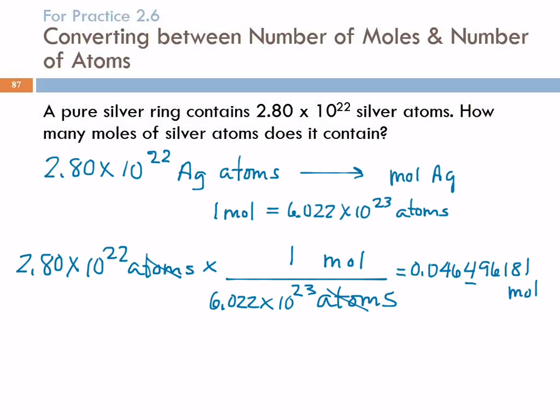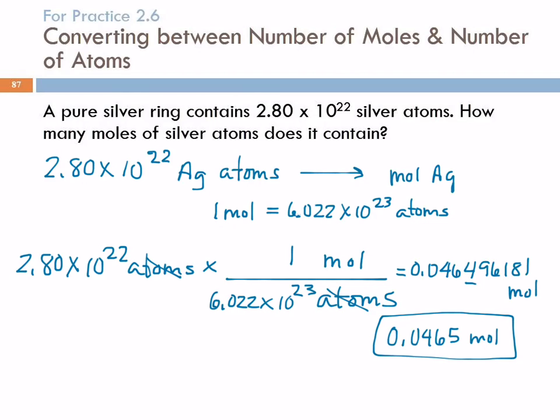And so we're going to round this number to 3 sig figs and say it's 0.0465 moles. You can have less than 1 mole of substance, just like you can have less than 1 dozen. You could have half a dozen, right? Any questions?